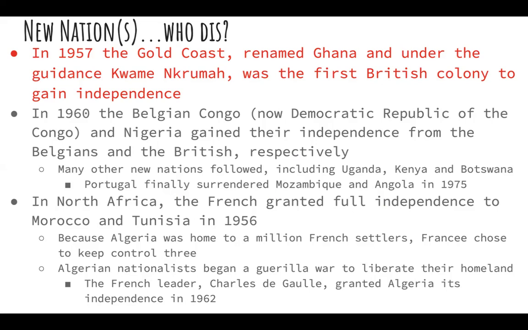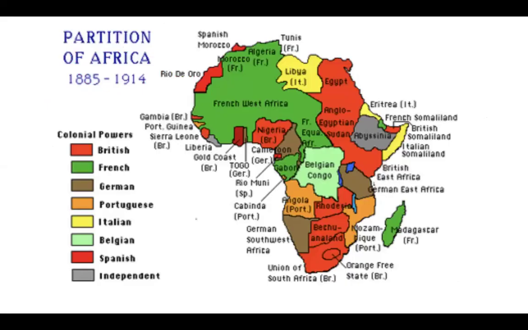In North Africa, the French granted full independence to Morocco and Tunisia in 1956. Because Algeria was home to a million French settlers, France chose to keep control there. Algerian nationalists began a guerrilla war to liberate their homeland. The French leader, Charles de Gaulle, granted Algeria its independence in 1962. So, while yes, what is written in red happens after France gives independence first, still got to write that.